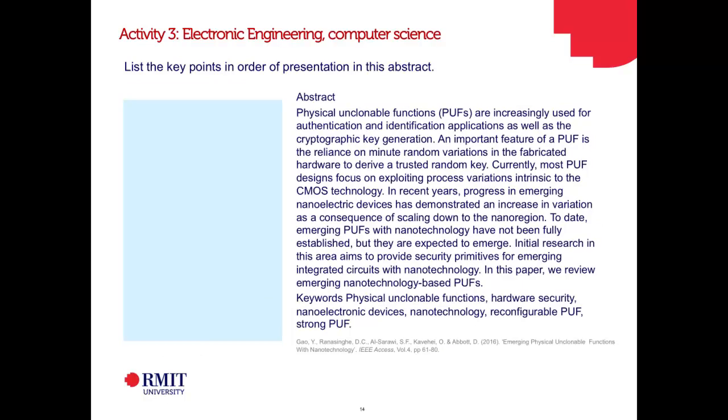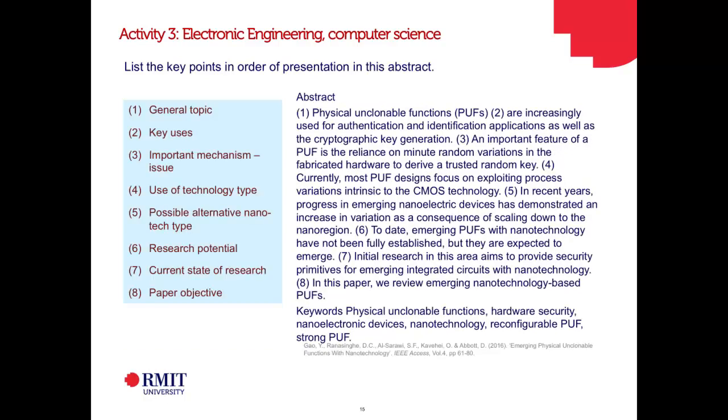Activity 5 relates to electronic engineering and computer science. Pause the video to list the key structural features in the abstract. The opening sentence introduces the research topic, 1, and their significance and applications, 2. Number 3 raises a key issue regarding reliability, and number 4 explains what is done currently to deal with this issue. Number 5 introduces a new technology, nanotechnology, that complicates this topic.